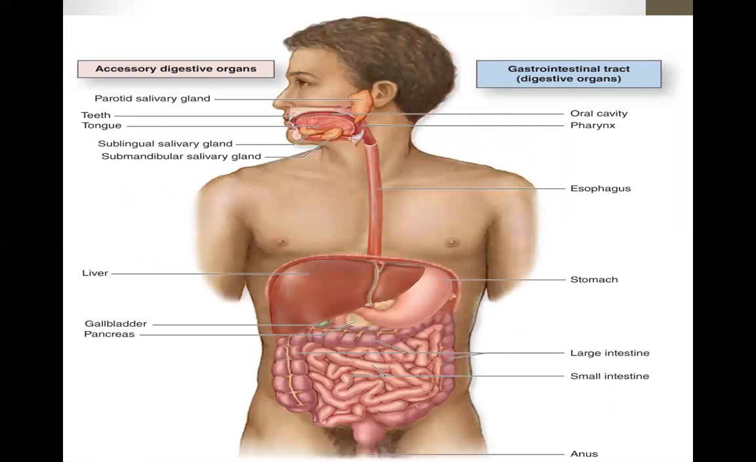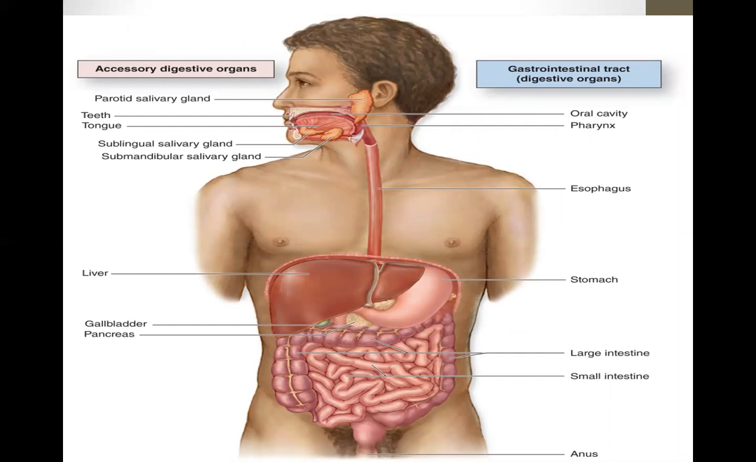Okay, on the left side of the screen are your accessory digestive organs. These are the salivary glands, and we have three: the parotid, sublingual, and submandibular, which will be discussed in detail in a while. You have the liver, the gallbladder, and the pancreas. They are accessory digestive organs.